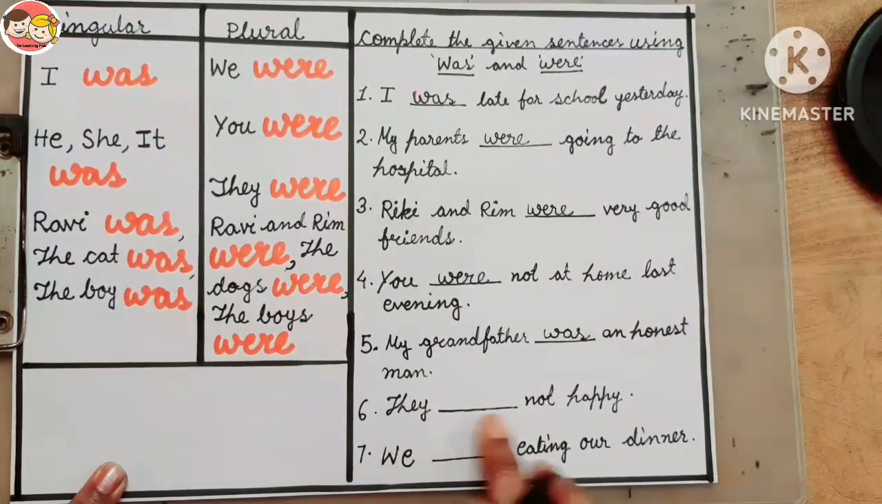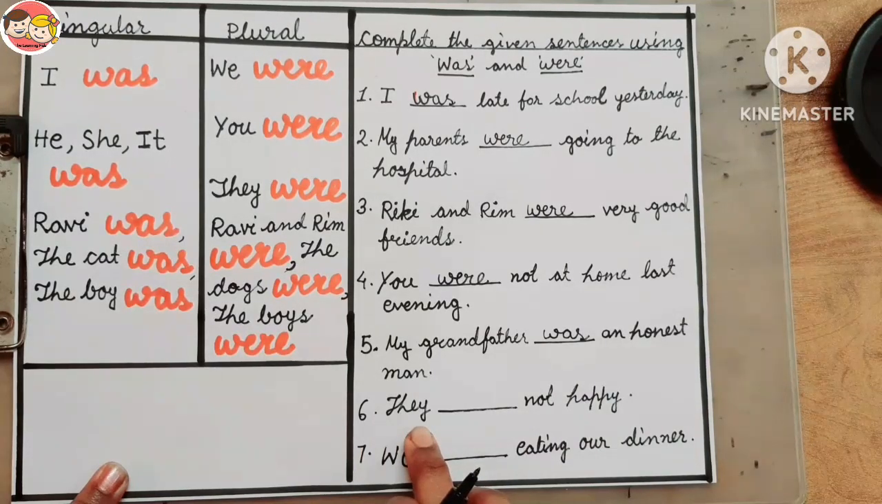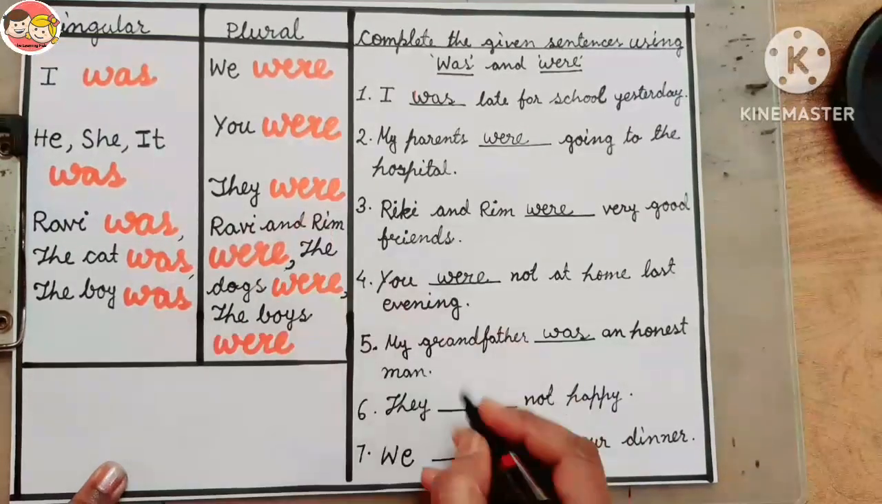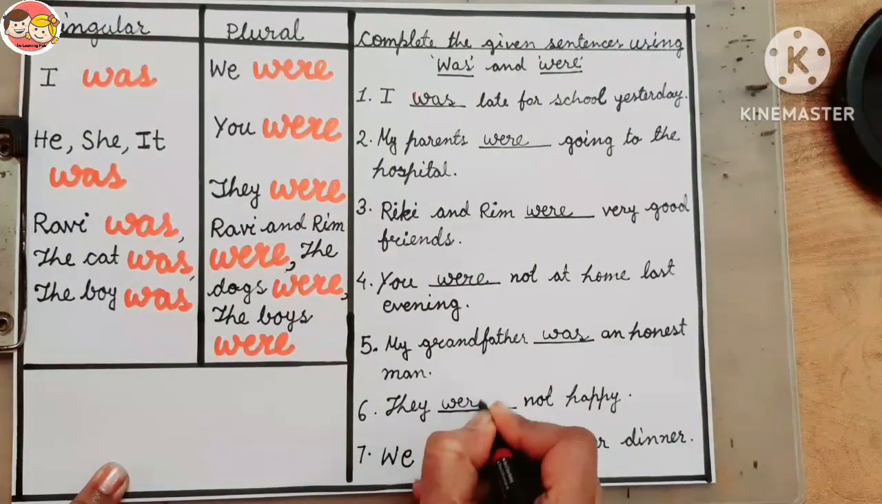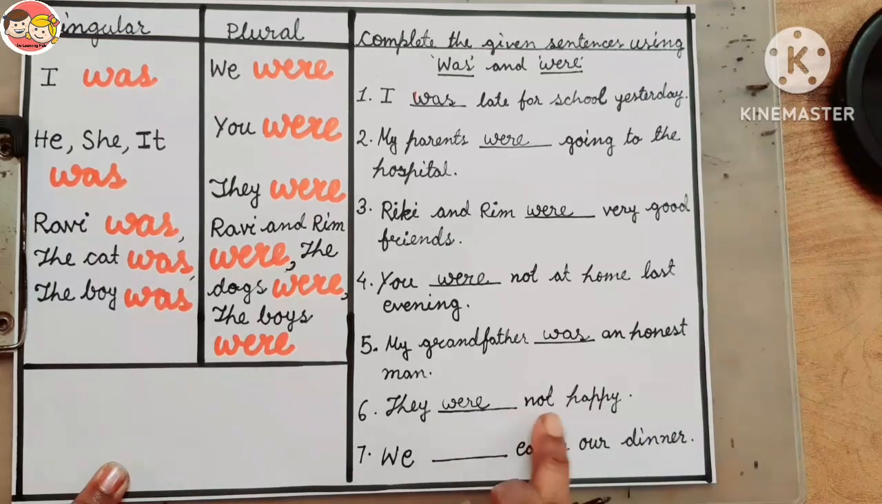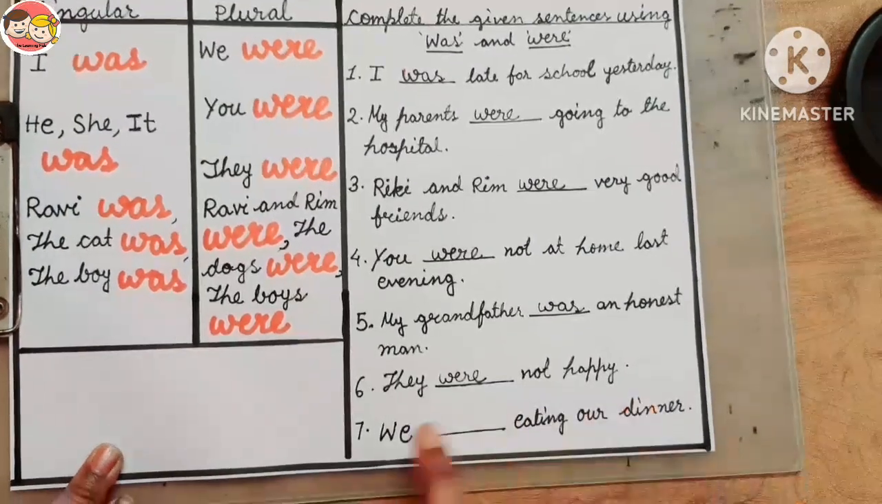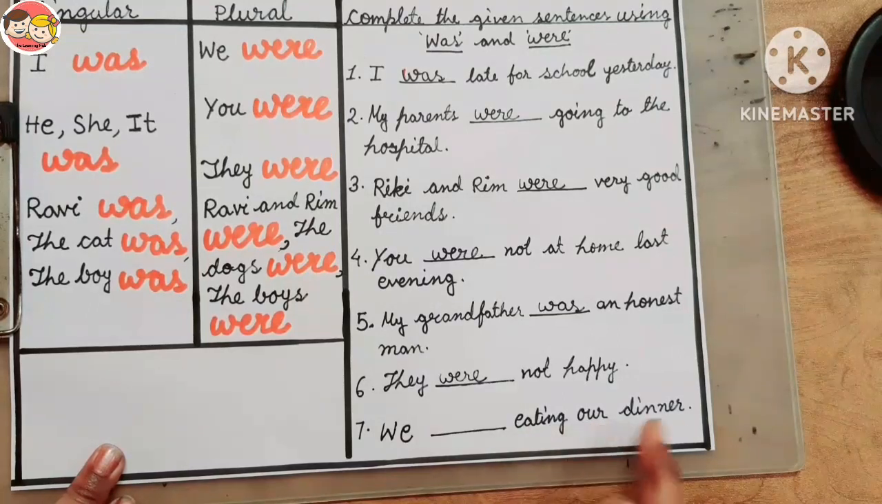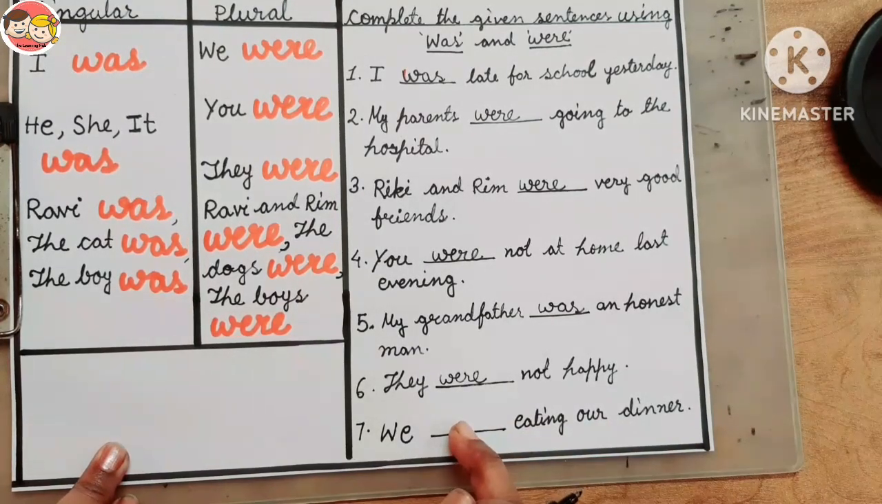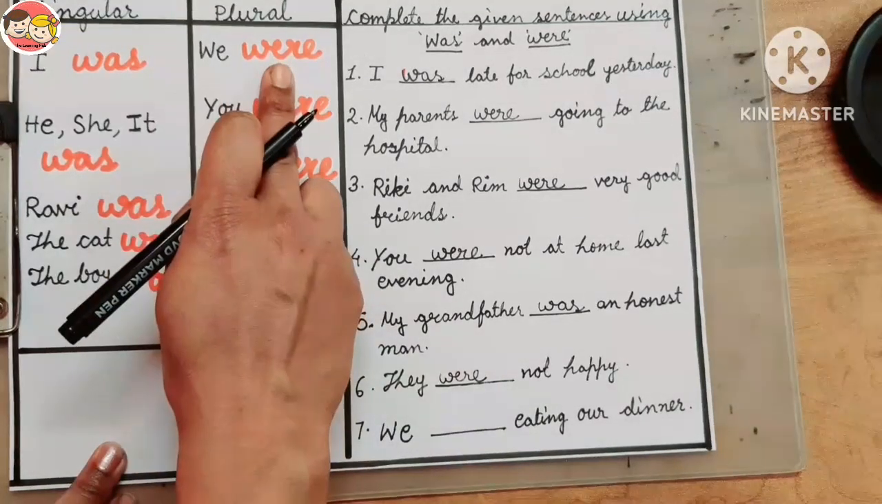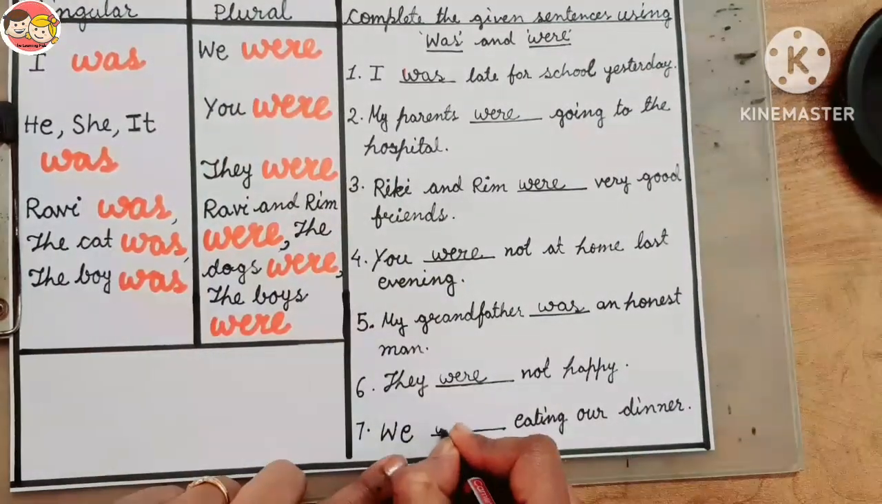Next, they dash not happy. They is a plural pronoun. So here we have to use were. They were. So let's write. They were not happy. Next, we dash eating our dinner. What should I write over here? We is a plural pronoun, right? So we were. Very good.